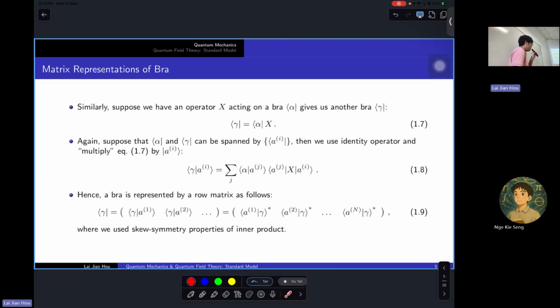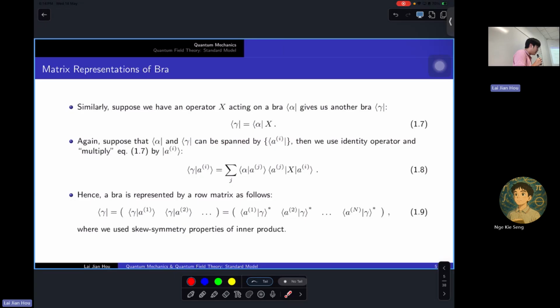While for the matrix, how about the matrix representation of the bra? Suppose we have an operator acting on the bra, giving us another bra gamma. The same goes here; let's say we want to represent it in the basis of this bra.